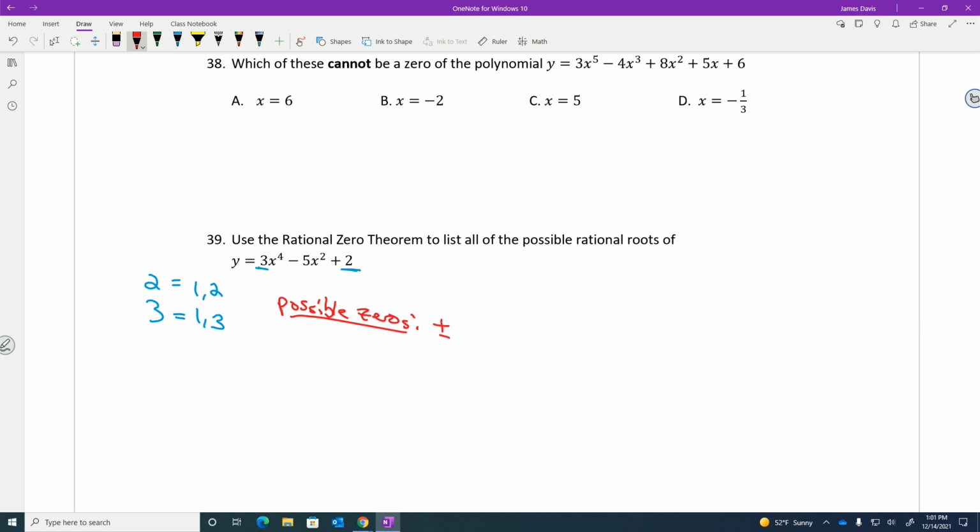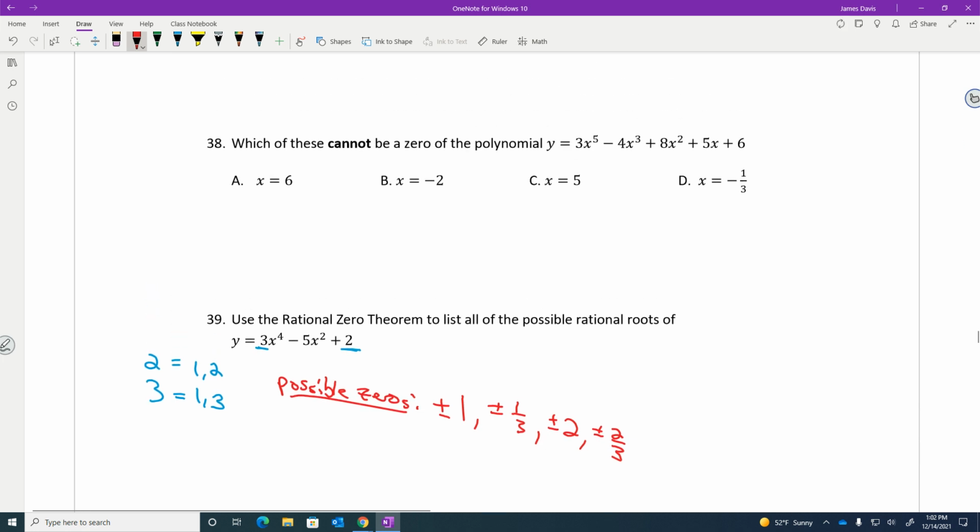So 1 over 1 becomes 1, then plus or minus 1 over 3, plus or minus 2 over 1, 2, and plus or minus 3 over 3. And then you use the same theorem to answer 38, where you have to determine which could not be a 0. So you list out the possibilities, and I think it becomes pretty obvious in 38 which one can't be, because you got to do the factors of 6 over the factors of 3. Try that one.